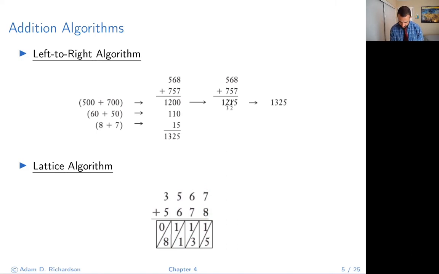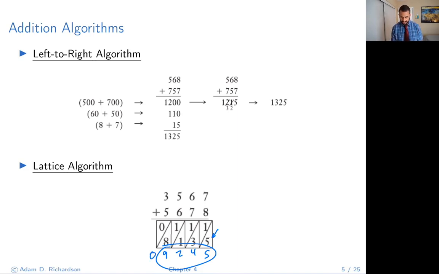Going this way, let me use blue here. We're going to have 5 if you add this way. And then 3 plus 1, that's 4. So we're going to end up with 4. 1 plus 1, that's 2. So we're going to end up with 2. And then 1 plus 8, that's 9. So we're going to end up with 9. So the answer is 9,245. And that's the lattice algorithm. That's the lattice algorithm for addition.